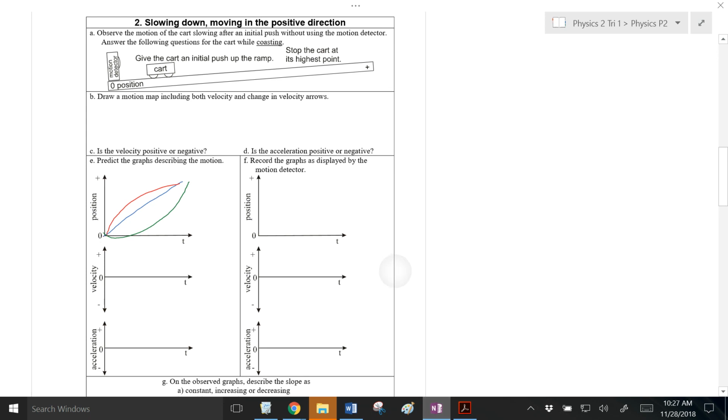So I can go back over to the sheet. I can draw a position versus time graph that looks like that. I can draw a velocity versus time graph that starts out positive and goes to 0 like that. And I can draw an acceleration versus time graph that is constant and negative. All right.